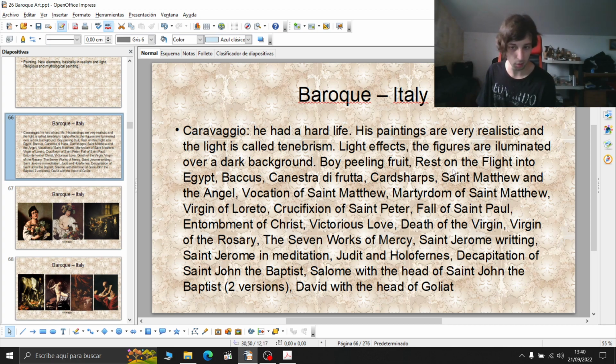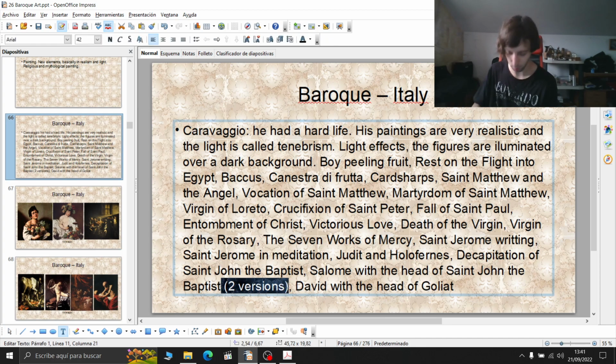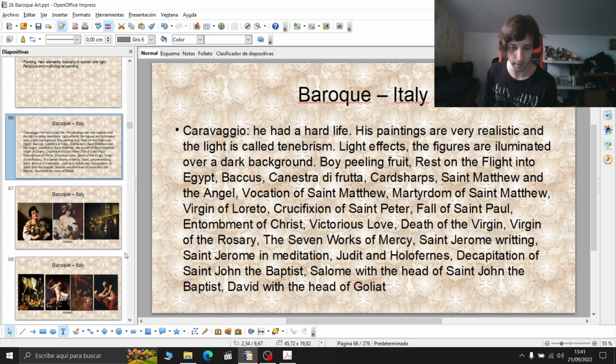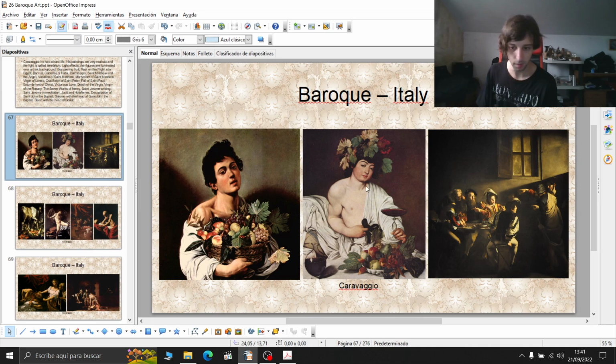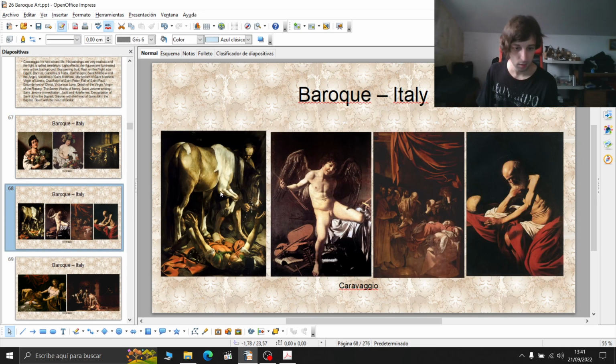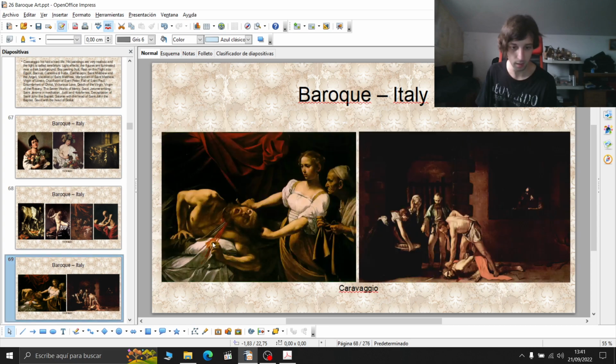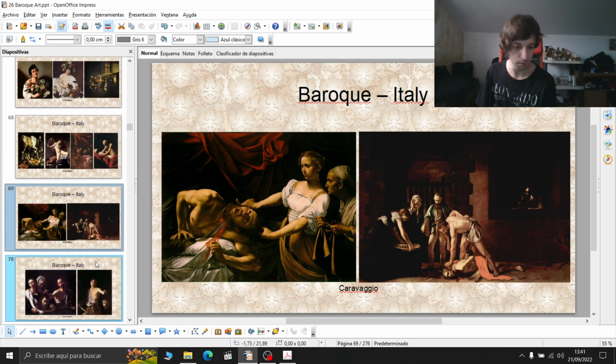Boy peeling fruit, Rest on the Flight into Egypt, Bacchus, Basket of Fruit, The Card Sharps, Saint... Well, all of these are names of paintings, so I'm not going to read everything. It's a bit pointless. These are examples of paintings. This Bacchus, falling off the horse. Here you see his style, very, very dark. Here Judith and Holofernes, and this is the tension of St. John the Baptist.